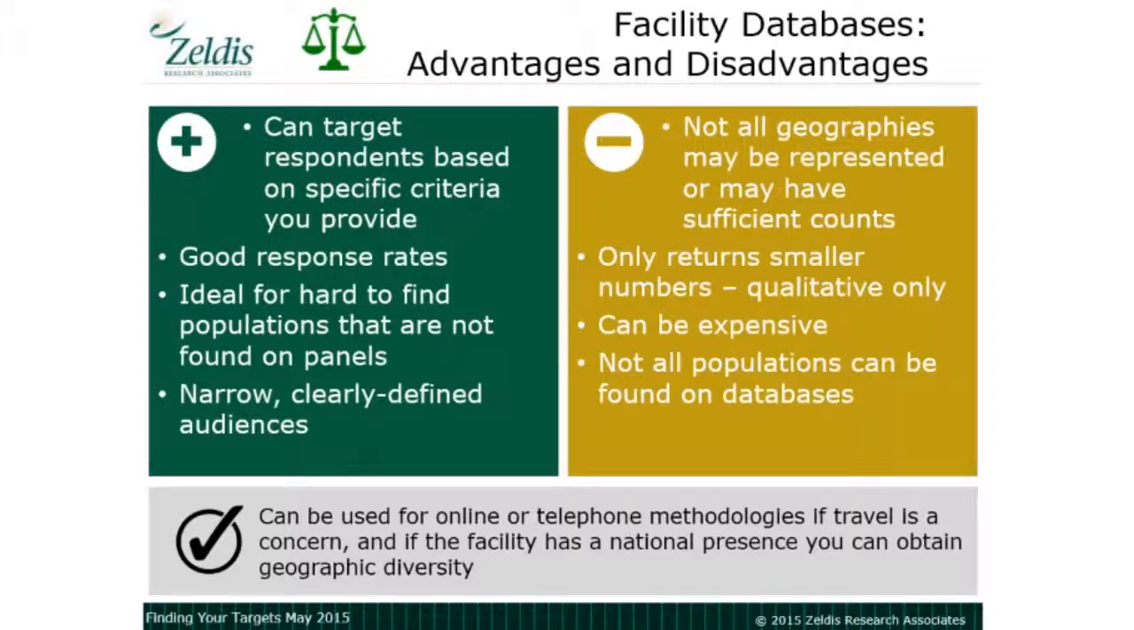One of the things that I think a lot of people don't realize about facility databases is that they think of them when they're doing in-person research. We often will use facility databases to reach these harder to find folks when we're doing other types of qualitative methodology. So online focus groups, bulletin boards, telephone depth interviews. If you can't travel, or you don't want to travel, or you're looking for a more nationally representative population, you can still use facility databases, especially if you're working with a facility that has a national presence. So that's an option for you more often than I think people think of it.